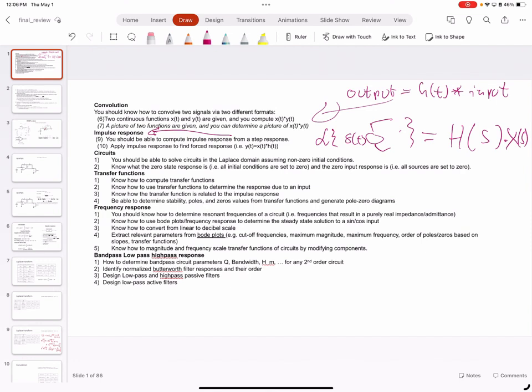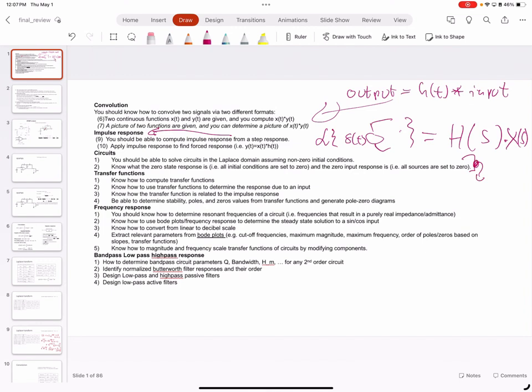At this point, you should be able to solve circuits, first and second order circuits, with zero and non-zero initial conditions, whether you only use Laplace techniques or use the differential equation techniques. I don't really care. You just need to know how to solve them. There's going to be a few examples on the exam on this.